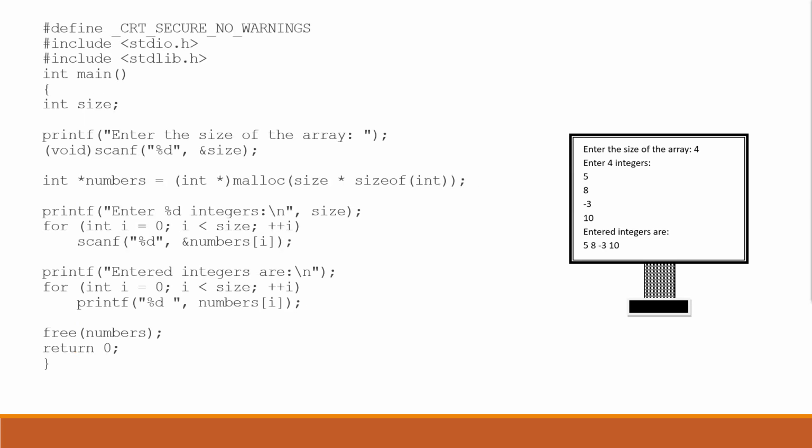This C code is a program that dynamically allocates memory for an array of integers based on user input for the size of the array. It declares size of type integer, prompts the user to enter the size of the array, reads the size entered by the user, allocates memory dynamically for an array of integers using malloc, and prompts the user to enter numbers. It repeatedly reads the integers entered by the user into the dynamically allocated array. It then prints the entered integers and frees the dynamically allocated memory. Take note that you have to include the stdlib.h library whenever you are using malloc and free.